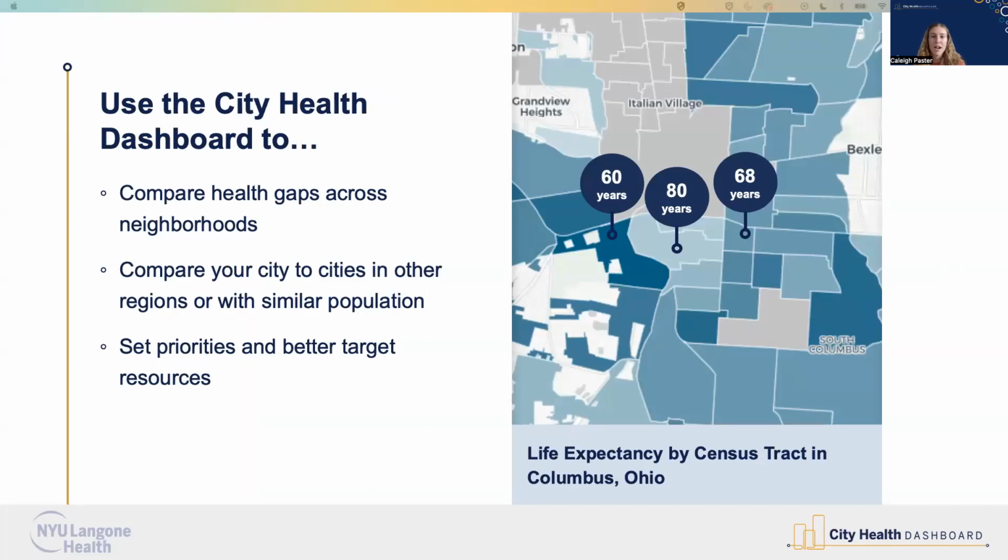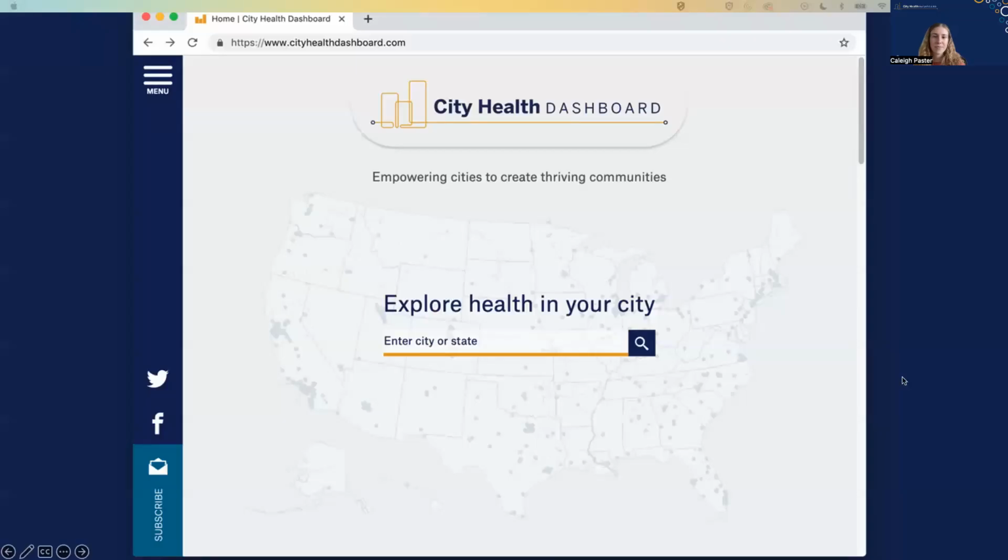So this here is an example in Columbus, Ohio of life expectancy. And you can see just within Columbus how the data really varies between neighborhoods within the city. So this is a really interesting way of visualizing it and seeing that data up front and center.